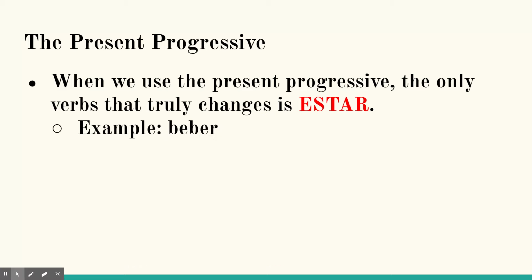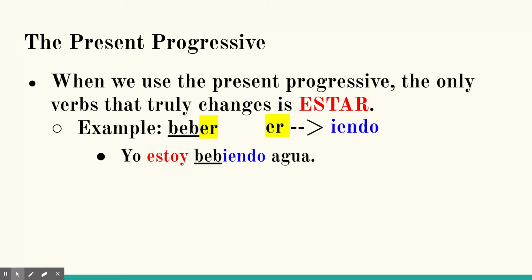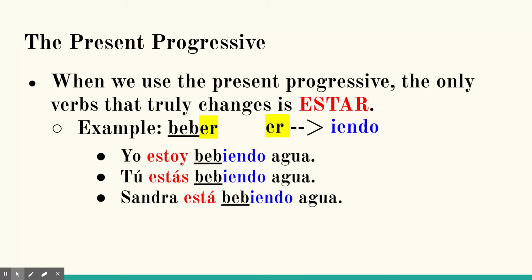Now, for ER verbs like beber, the same thing is going to happen. Now, instead of ando, the stem is going to stay, and the ending ER is going to change to yendo. AR changes to ando, ER changes to yendo. So let's look at some examples. Yo estoy bebiendo agua. I'm drinking water. Tú estás bebiendo agua. You are drinking water. Sandra está bebiendo agua. Sandra is drinking water.